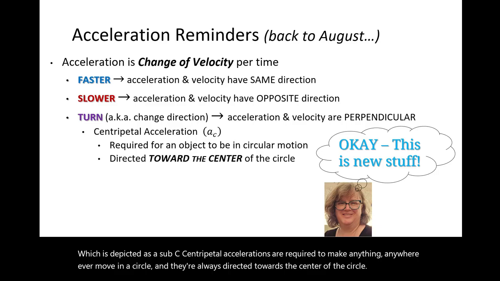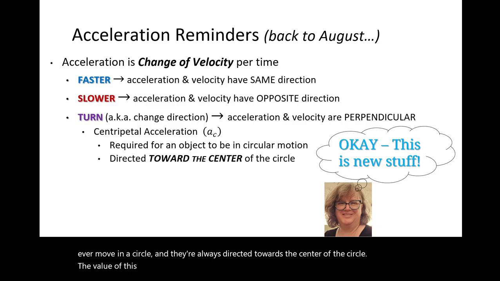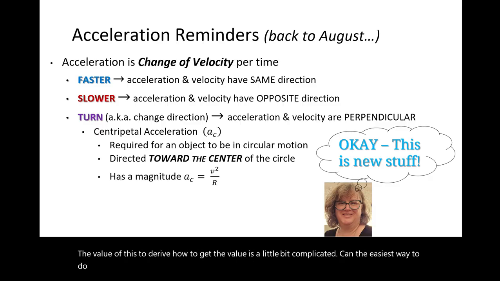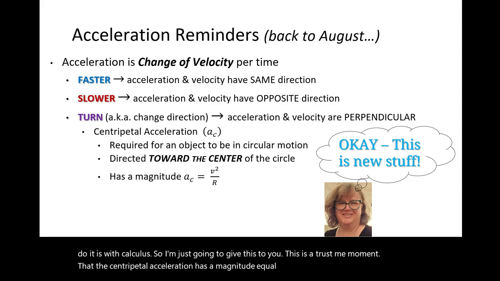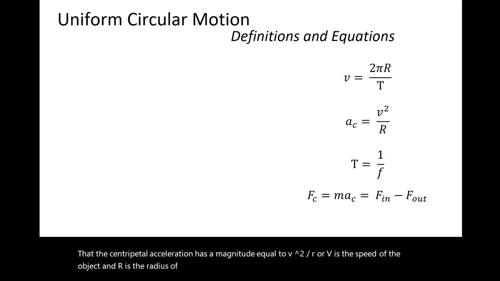Deriving how to get the value is a little bit complicated. The easiest way to do it is with calculus. So I'm just going to give this to you. This is a trust me moment, that the centripetal acceleration has a magnitude equal to v squared over r, where v is the speed of the object and r is the radius of the circle.